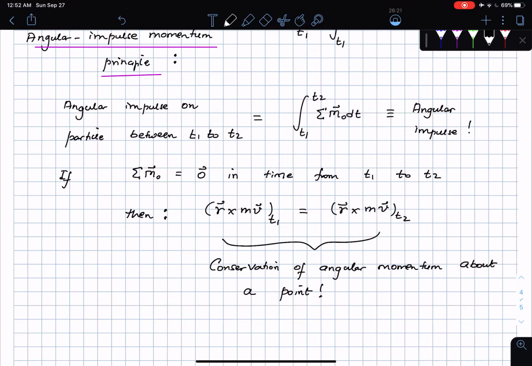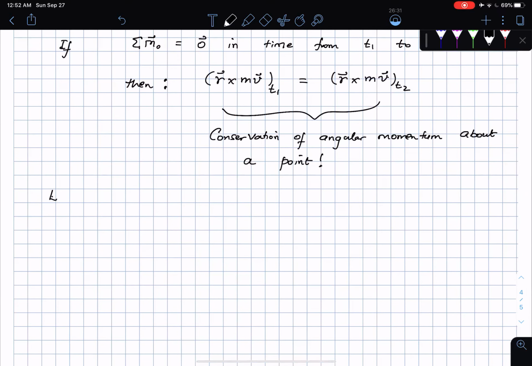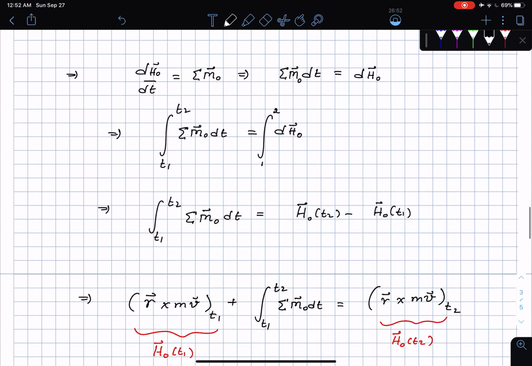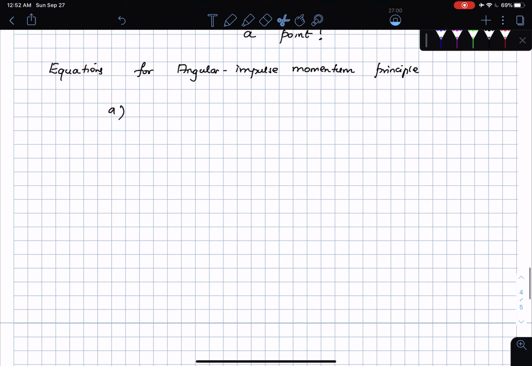We just have to summarize all the equations that I have used for the angular impulse momentum technique, like I did for the linear impulse momentum. So in summary, the equations for the angular impulse momentum principle: you have the integral form, which we had written down here somewhere. I'm just going to copy that and bring that down here. So that's the first one. Then I'm going to have the differential form.